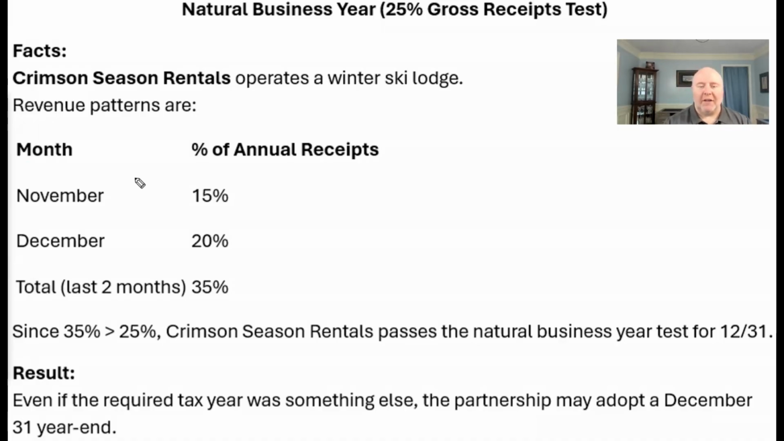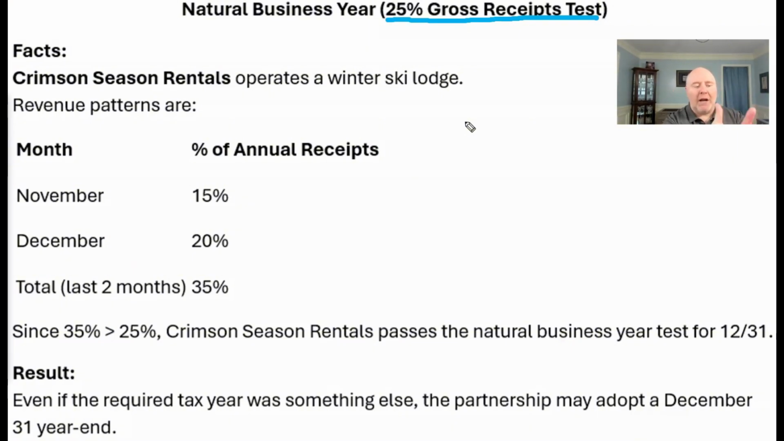So what we're looking at is, do they have that natural business year to where at least 25% of their sales are coming from the final couple months, right? So here's what's going to happen. So we have our natural business here. We're looking at the 25% of gross receipts test. So we have to be able to apply that. So how much of their gross receipts occurred in the last 2 months of their tax year?